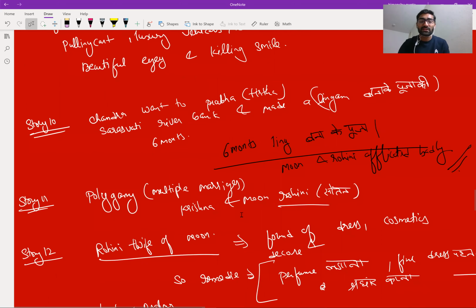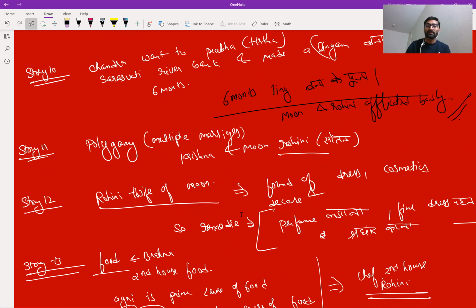The another story is of polygamy, multiple marriages, which we already saw with Lord Krishna. He had around 16,000 wives in some mythological stories, and Moon married all 27 nakshatras, who are the daughters of Daksha. So the polygamy theme is there.